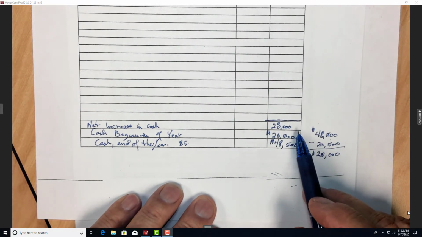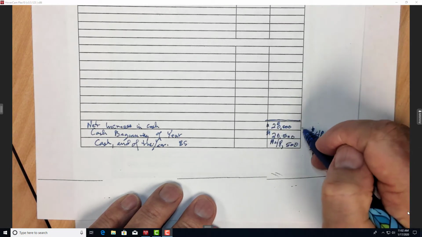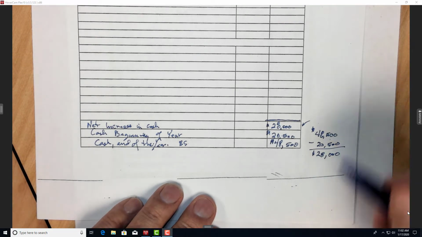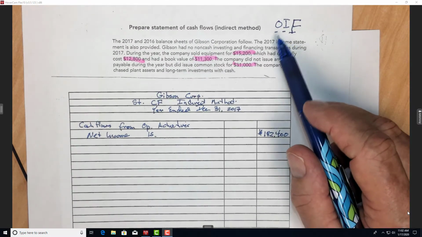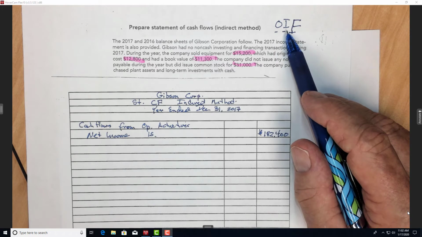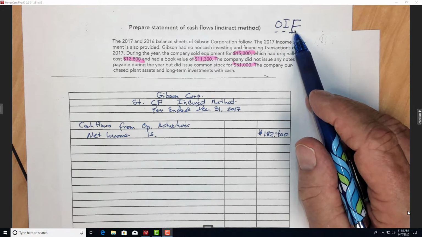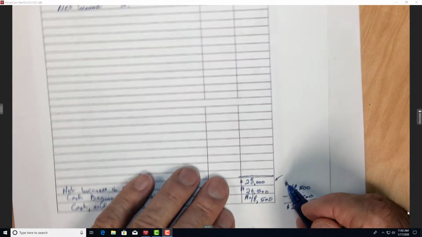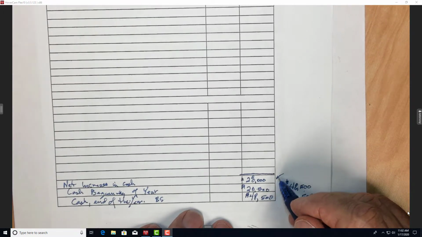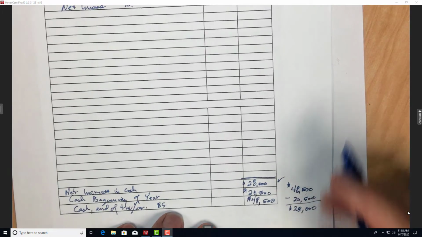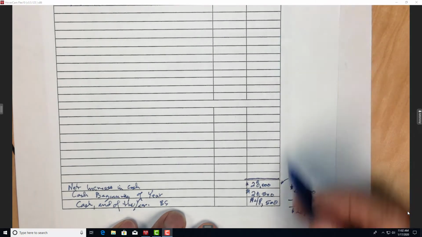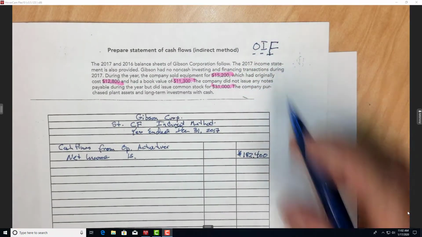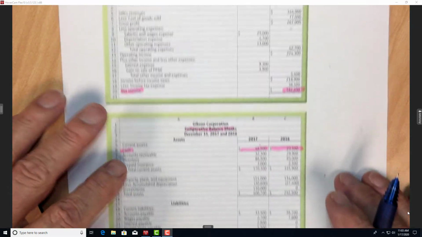So what that means is that this number here is, in a certain sense, a check digit. Because when we add up all of the cash flows from the operating activities, the investment activities, and the financing activities, those three numbers should add up to the $28,000. So it's a kind of check digit, and I think an easy way to back out into knowing what the numbers for these activities are going to be. So next, let's go back and look at the financial statements.